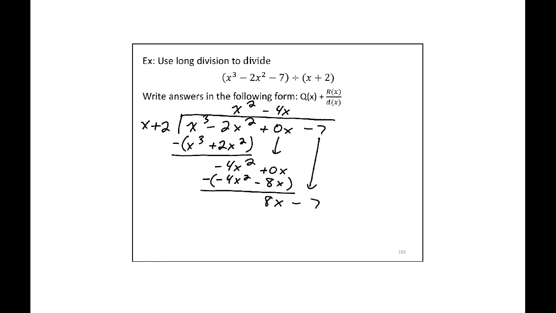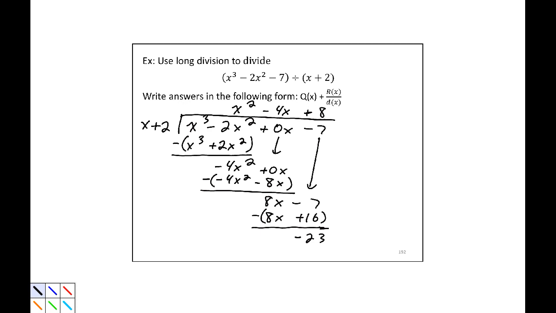And the question is, what could I multiply x by to get 8x? Well, that would be a positive 8. So I'll multiply 8 times x to be 8x. Multiply 8 times positive 2 to be positive 16. Put that in parentheses. Distributing my negative and subtracting, I get negative 7 minus 16 to be minus 23.